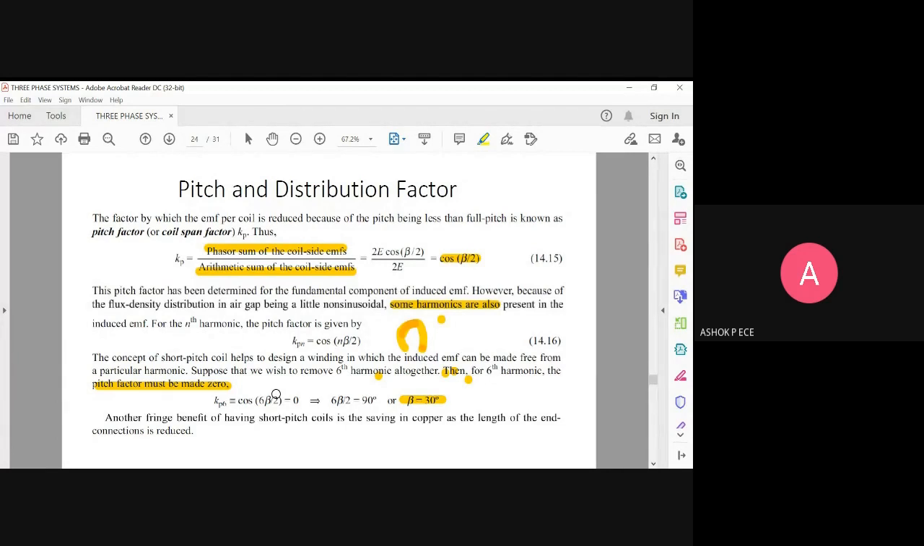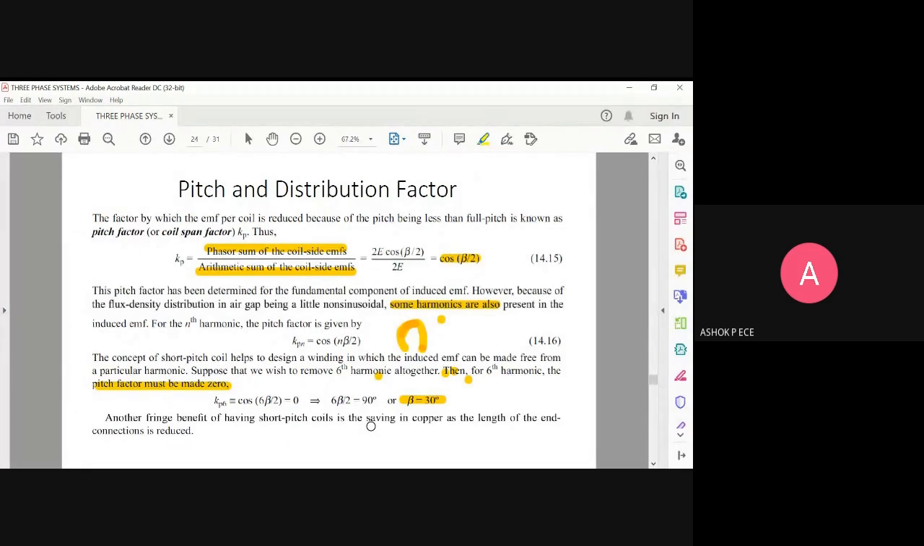Harmonics will add noise in your system. So we always need only the fundamental frequency f, and all other additional frequencies we don't require, because all of these will appear as noise. In this pitch factor, by designing a suitable value for beta, I can eliminate those harmonics. Here it is given for the sixth harmonic. If I want the second harmonic, I put n equal to 2. So 2 beta by 2 equal to 90, or beta will be equal to 90 degrees. So if I choose beta equal to 90, I can eliminate the second harmonic.